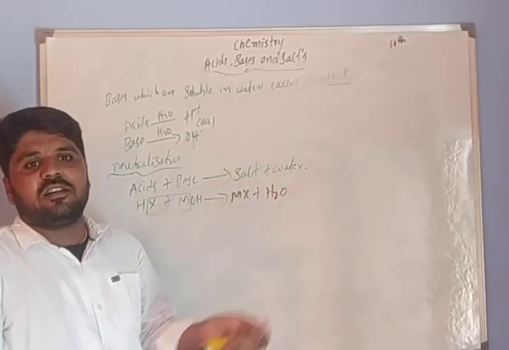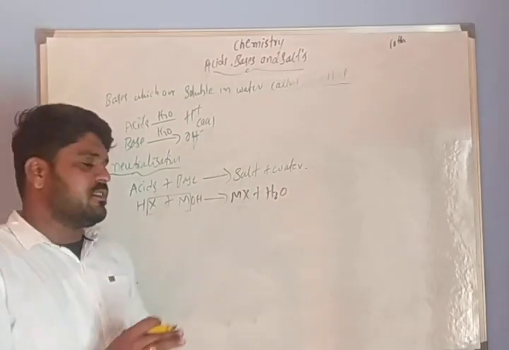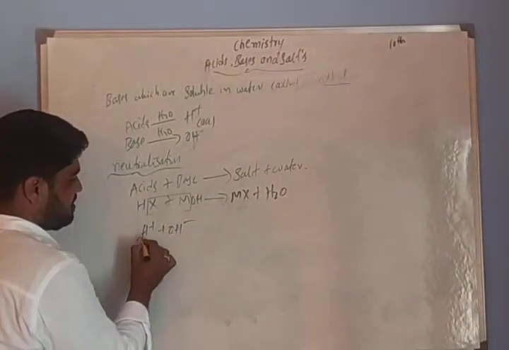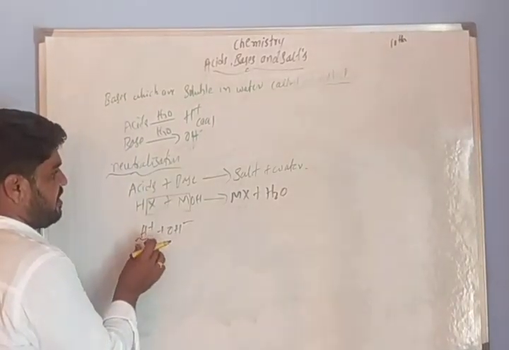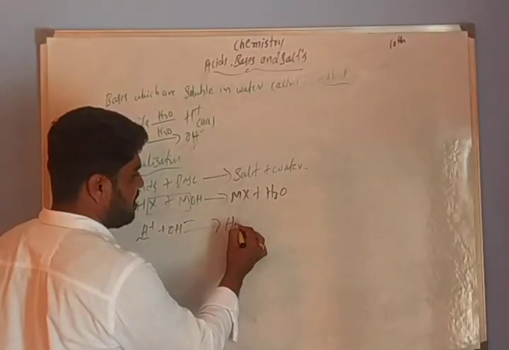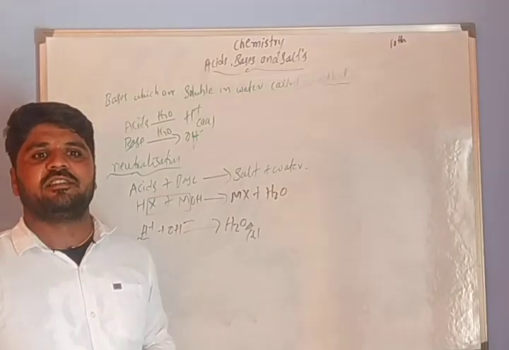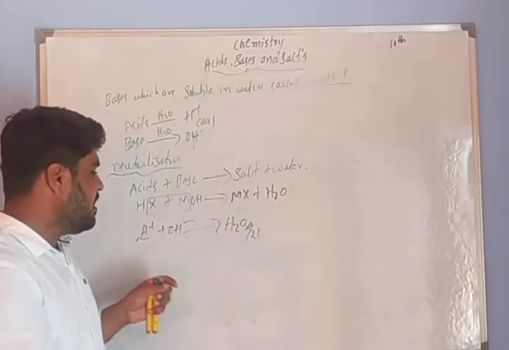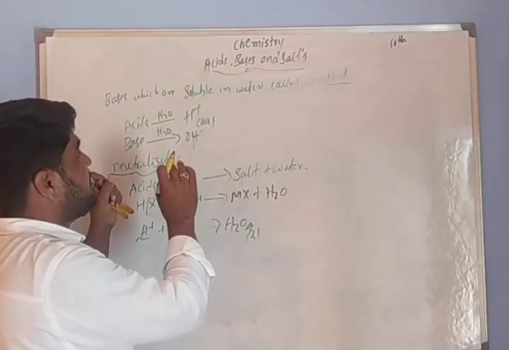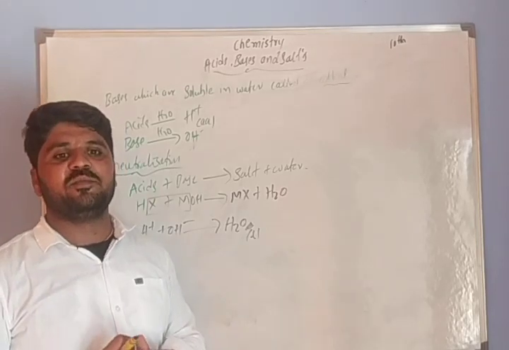This we call a neutralization reaction. That means H plus ions from acids and OH minus ions from bases produce water. Water is in liquid state. Now this is what we call the reaction when acids and bases react together: we call it a neutralization process.